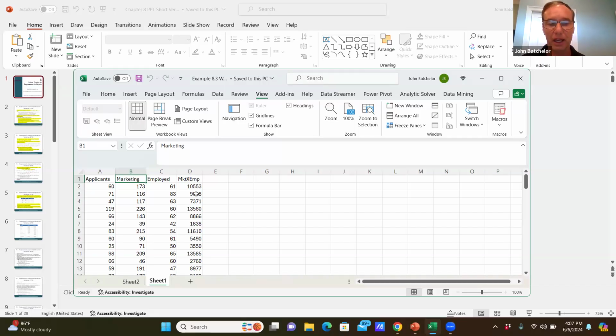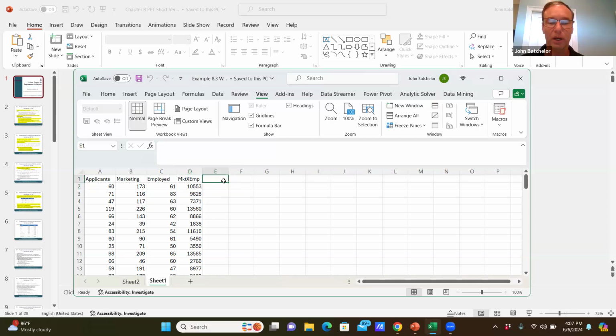To account for that in the math, we just multiply these 2 together and create a new column, here I just call it marketing times employed. So it's really that simple. When we talk about making an interaction term, all we're doing is just multiplying this column times this column. Look at my equation, B2 times C2. Copy that down. We created an interaction.